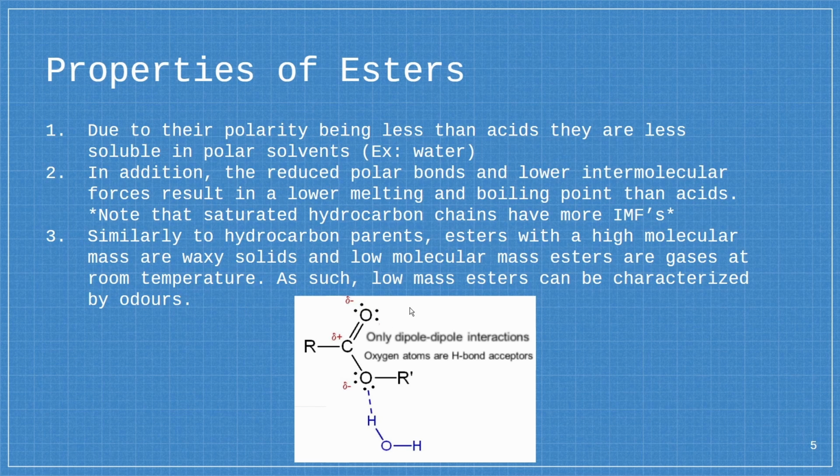Over here you can see that only dipole-dipole interactions exist, and so oxygen atoms are H bond acceptors. This is meant to show you how we have lower intermolecular forces than the parent alcohol, because it would have had hydrogen bonding between the H and the O. However, we don't have that.